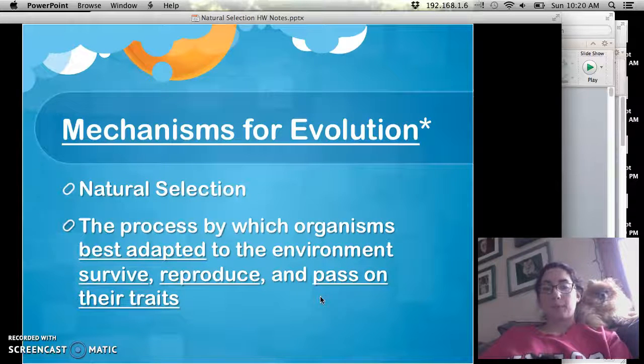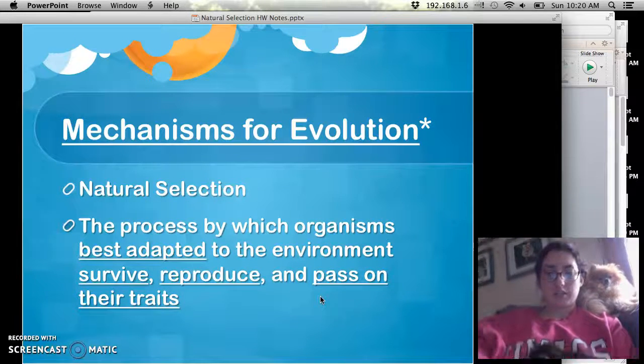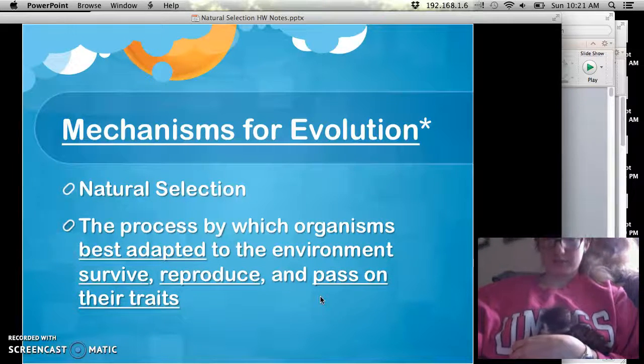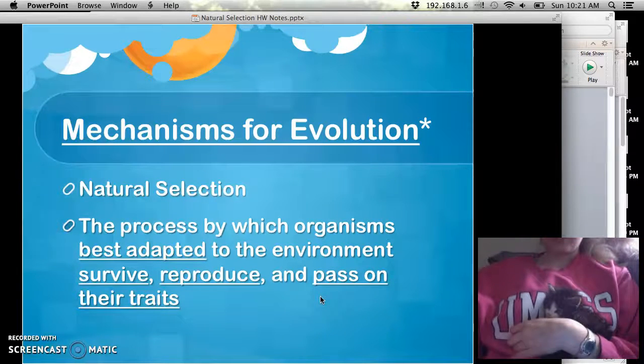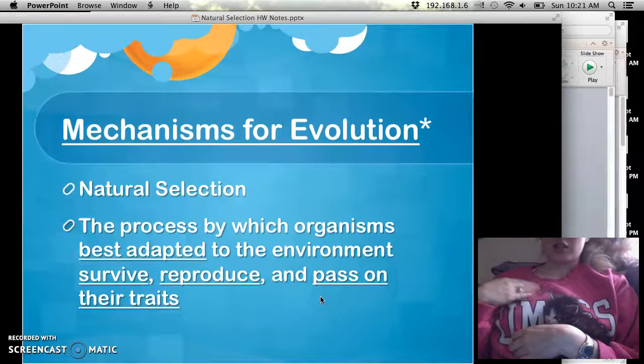So basically it means that organisms that have characteristics that help them live in that environment will survive and pass on those traits. So for example, I'm in a ridiculous pink outfit right now, right? Let's say that this pink is the ground and Kaya is an animal living on the ground. She is not blending in, right? You can see her pretty well. So she would be eaten.